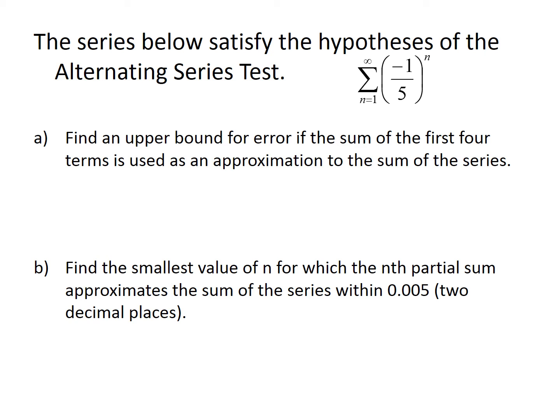So now we want to find an upper bound error if the sum of the first 4 terms is used as an approximation. So that would be negative 1/5 plus 1/5 squared minus 1/5 cubed plus 1/5 to the 4th. I'm using the first 4 terms, so the next term would be 1/5 to the 5th. The amount of error present has to be less than the absolute value of this.